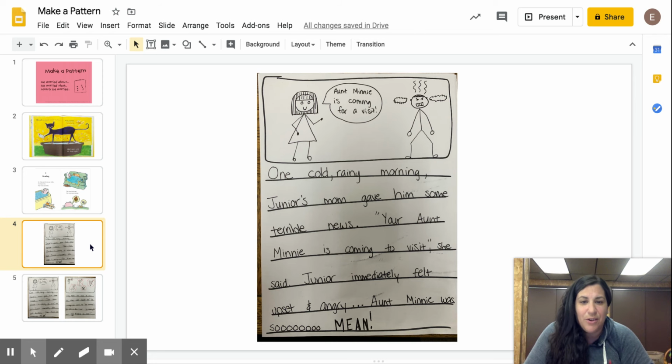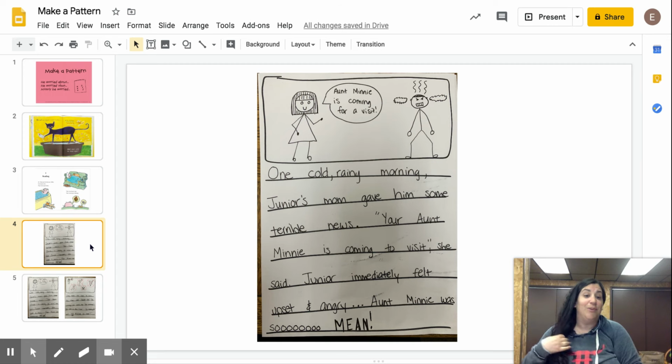So as a reminder, this is the first page that I wrote. It said, one cold, rainy morning, Junior's mom gave him some terrible news. Your Aunt Minnie is coming to visit, she said. Junior immediately felt upset and angry. Aunt Minnie was so mean.